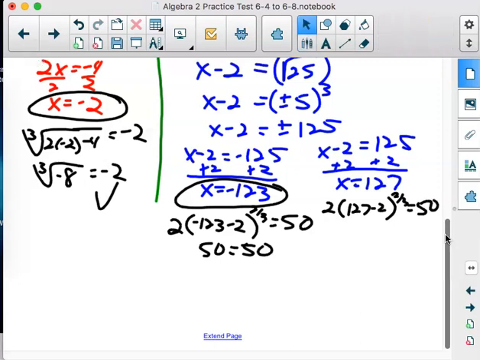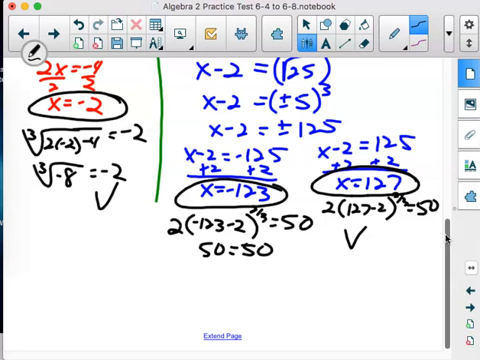Again, you might just want to grab your calculator. You could do this one in your head too, because you could say 127 minus 2 is 125, cube root of 125 is 5, 5 squared is 25, 2 times 25 is 50. But it's going to go a little bit faster if you just punch it in and make sure it's a go. And there it is. But at least show the one step so I'll know, hey, you checked that and it's all good.